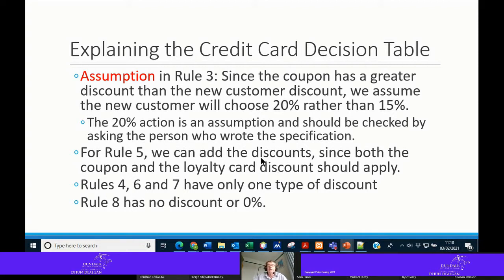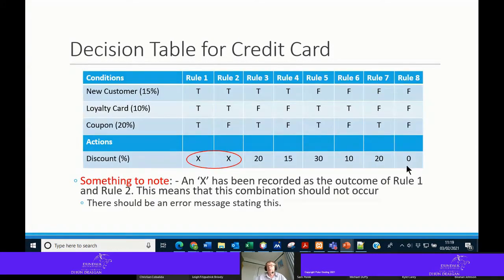So for rule 5, we can add discounts since both the coupon and the loyalty card discount can apply. Rules 4, 6, and 7 have only one type of discount, and rule 8 has no discount or 0%. Looking at rule 8, you're not a new customer, you don't have a loyalty card, and you don't have a coupon, so you don't get any discount at all.